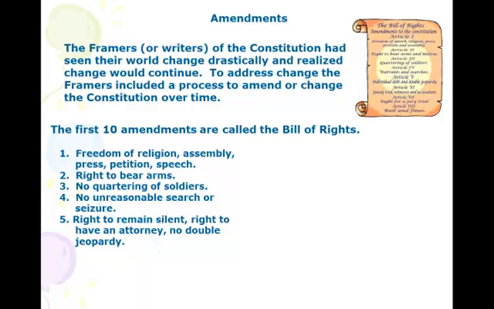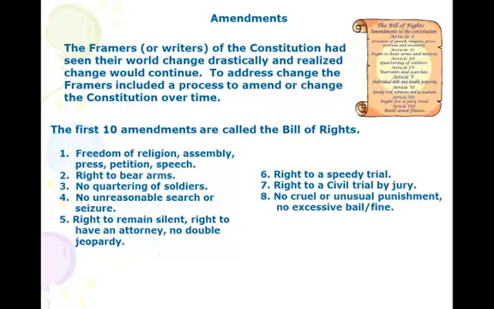You do not have to testify against yourself in court. And there is no double jeopardy. You cannot be tried for the same crime twice. Amendment 6, you have the right to a speedy trial. You cannot be thrown in jail and 20 years go by and you've never been to court. Amendment 7, you have the right to a civil trial by a jury of your peers. Amendment 8, there is no cruel or unusual punishment and no excessive bails or fines can be levied against you.